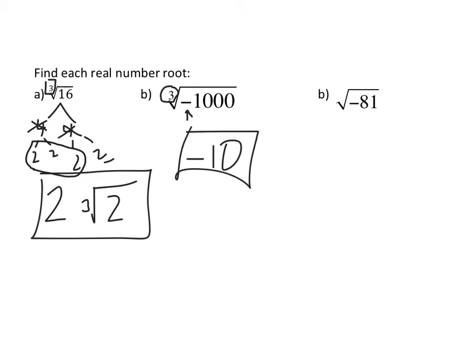Alright, last one, square root of negative 81. Well, it's a negative, so let's look. Is this an even or an odd root? Really, it's a square root, so we know that it is an even root. We can't square root a negative. We would have an imaginary, so this is going to be not real.